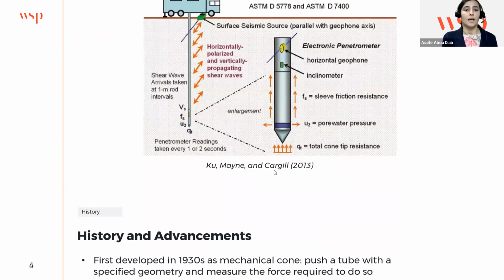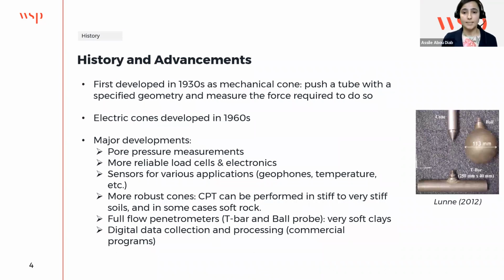A bit of history: it was first developed in the 1930s as a mechanical cone. The idea was to push a tube and measure the force that's required to do so. And then electronic cones were developed in the 1960s. And then after that, we got the pore pressure measurements, more reliable load cells and electronics. We can add sensors and expand the applications. Our cones are now more robust and they allow us to test a wide range of soil types.